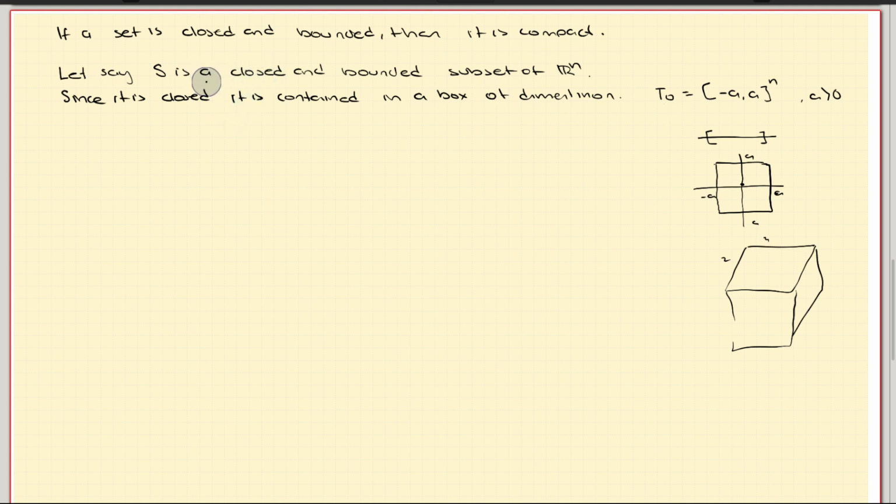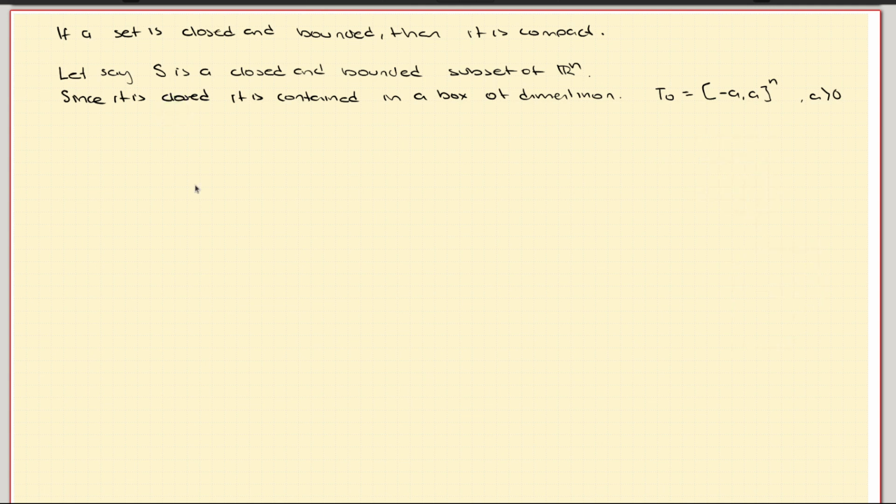So we have a closed and bounded set S, and in any case S is contained in this box. If we can show that this T0 is compact, then as S is a closed subset of a compact set, S should also be compact, as we have shown in the previous lemma. So our aim now is to show that T0 is a compact set.